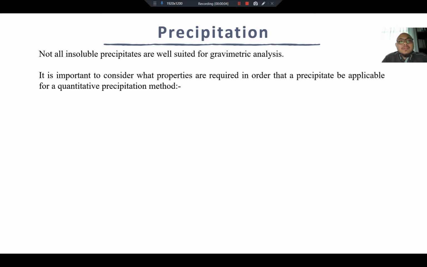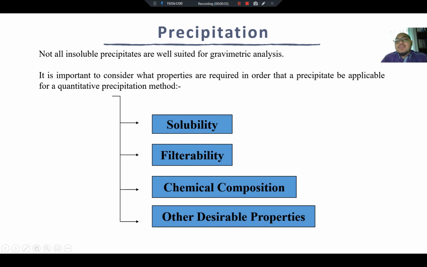Alright, but we need to know that not all insoluble precipitates are well suited for gravimetric analysis. It is important to consider what properties are required in order that a precipitate be applicable for a quantitative precipitation method. Okay, contohnya kita nak analyze through gravimetric, tak semua precipitation ni boleh, maksudnya ada certain requirements yang kita perlu capai untuk kita boleh guna untuk gravimetric analysis. So we need to fulfill the requirements involving the solubility, filterability, chemical composition or other desirable properties.